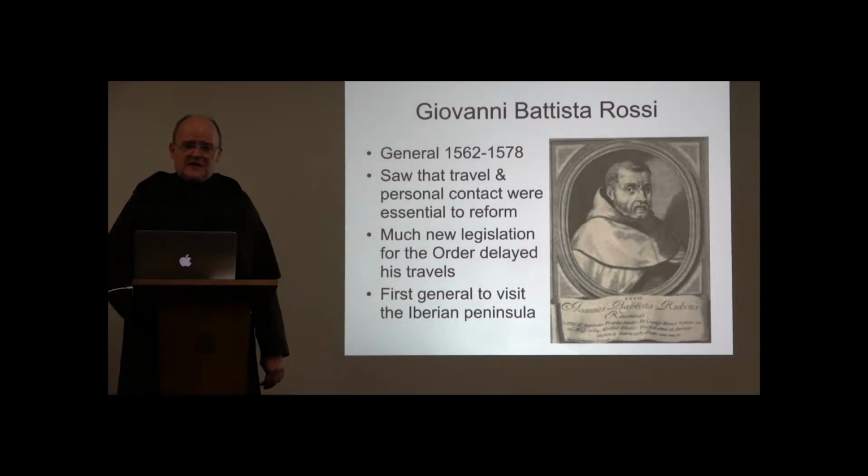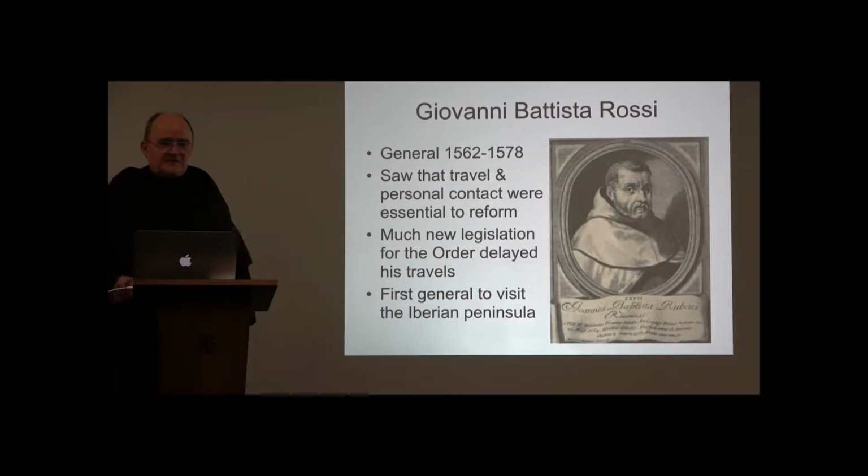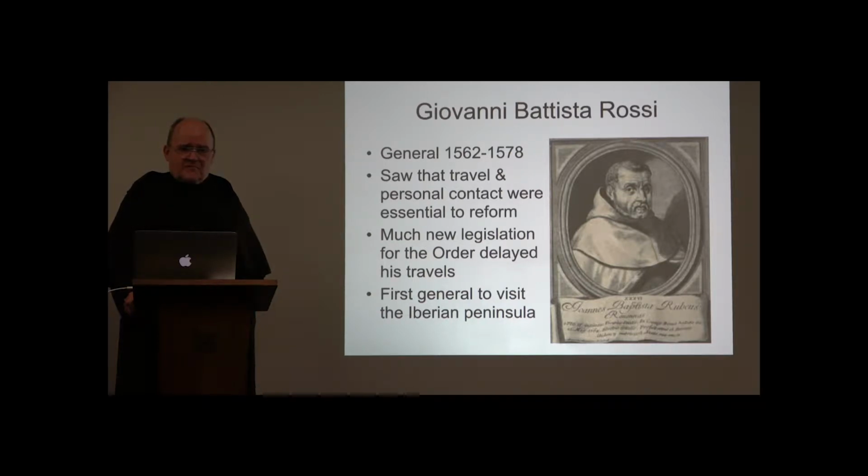Following the death of Nicholas Audet, the new prior general is Giovanni Battista Rossi. Rossi was another very good reformer, wound up being a personal friend of Teresa's and a staunch supporter of reform the way that she was doing it. You see that he was general between 1562 and 1578. Rossi is also the person who comes up in much of the literature identified as Rubeo. Rubeo is a more Spanish version of his name. Rossi was Italian, from Ravenna, I believe.